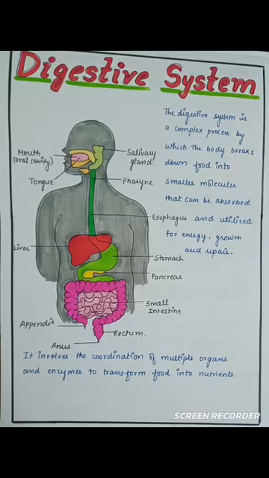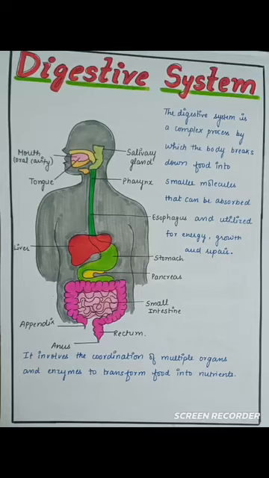for their functioning. In this process, many organs and enzymes are used because it's a complex process. Digestion is not a simple process that a single organ can perform. It's a process that is performed by a group of organs and enzymes. So now we will study those organs and the enzymes.